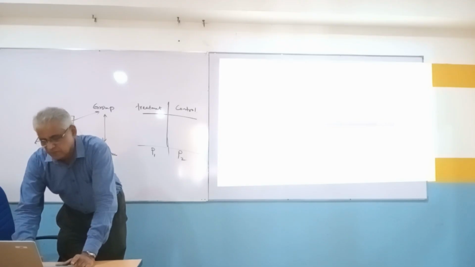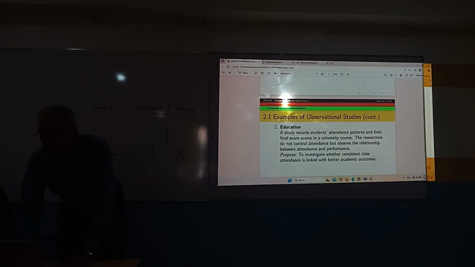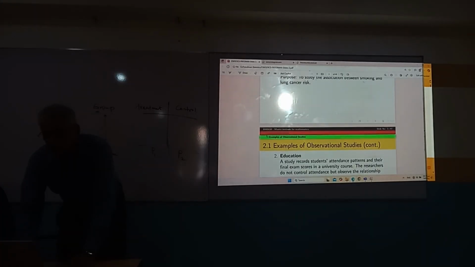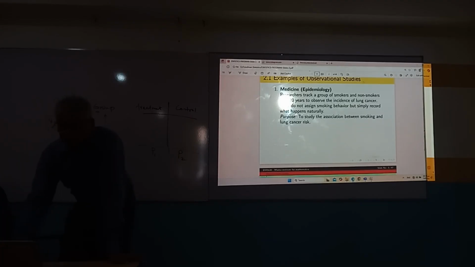So I have given you some examples of observational studies in different fields. For example, researchers track a group of smokers and non-smokers over 20 years to observe the incidence of lung cancer. So they do not assign them randomly to two groups. They just observe how they already are. We want to find out whether there is an association. This word is important, association, between smoking and lung cancer.